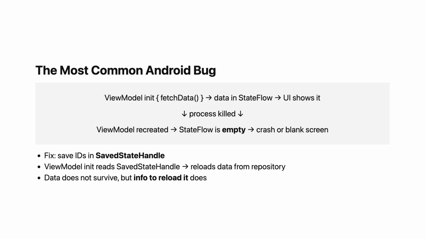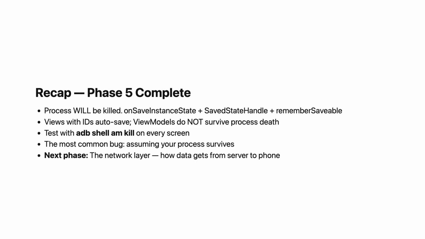Let us recap. Android kills background processes to reclaim memory. Your process will be killed, not might, will. onSaveInstanceState gives you a small bundle to save critical state. Views with IDs save and restore their own state automatically. View models do not survive process death, but saved state handle does, because it is backed by the bundle. rememberSaveable is the Compose equivalent. Navigation state is saved automatically by the Jetpack Navigation component. Test process death with adb shell kill and do it on every screen. The most common Android bug is assuming your process survives when it does not.